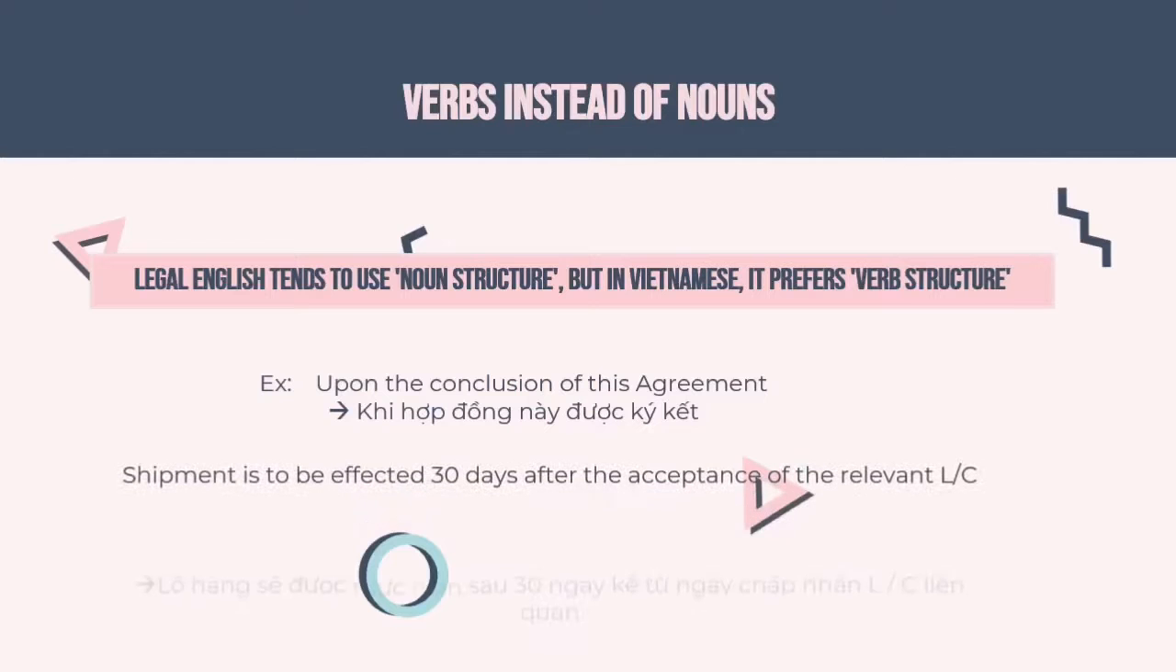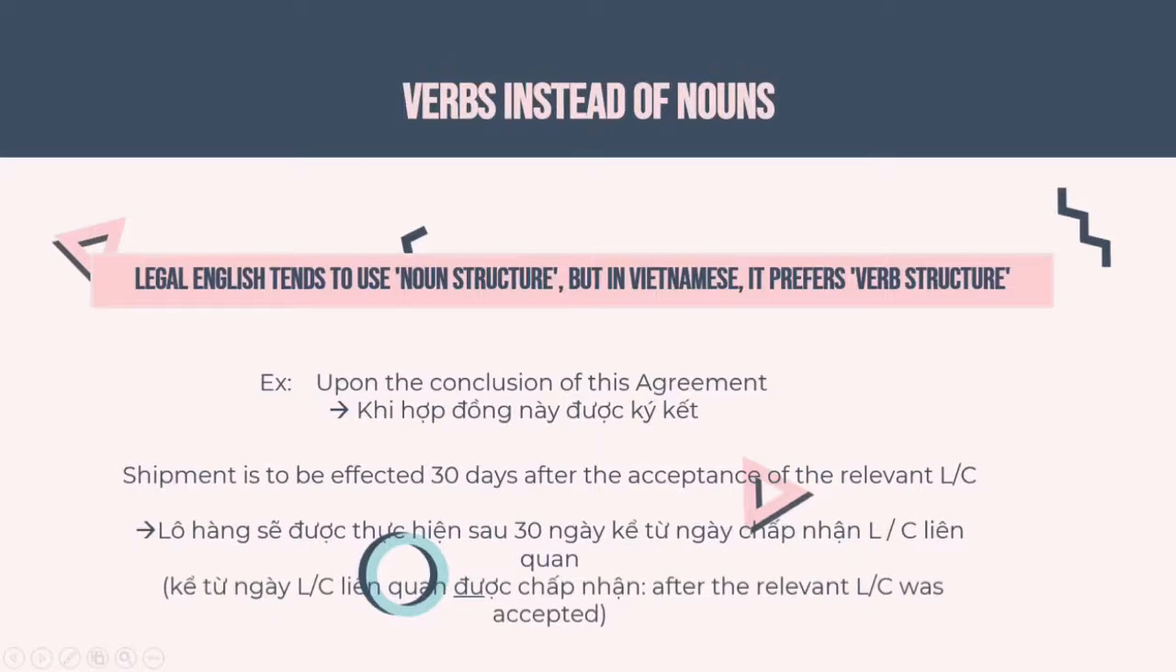The first, verbs into a noun. Legal English tends to use noun structures, but Vietnamese prefers verb structures. So when we translate legal English, we will use the verb structure. And here's an example for you. Upon the conclusion of this agreement, it means khi hợp đồng này được ký kết, and shipment to be effective 30 days after the acceptance of the relevant LC. It means lô hàng này sẽ được thực hiện sau 30 ngày kể từ ngày chấp nhận LC liên quan.